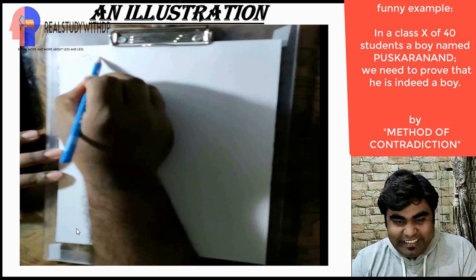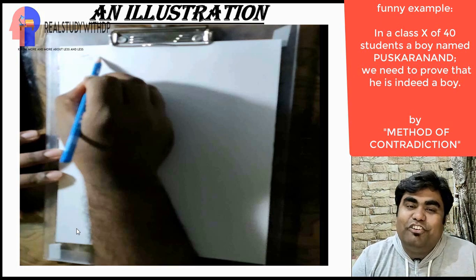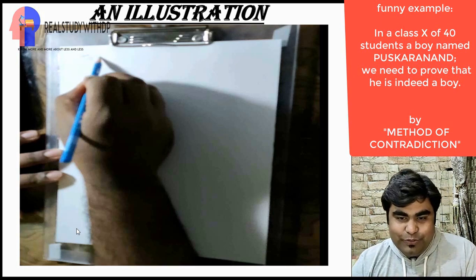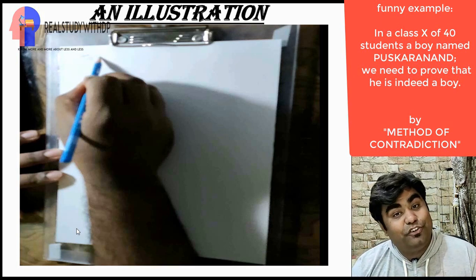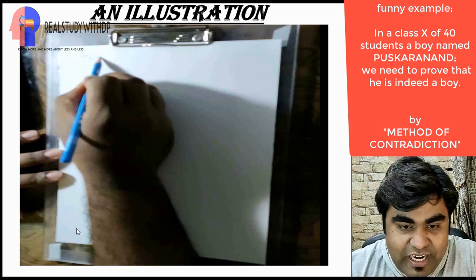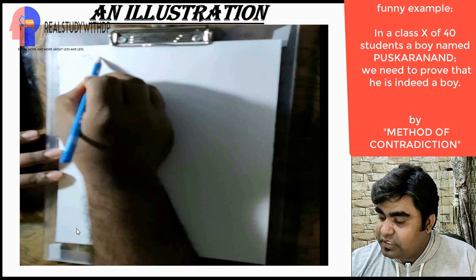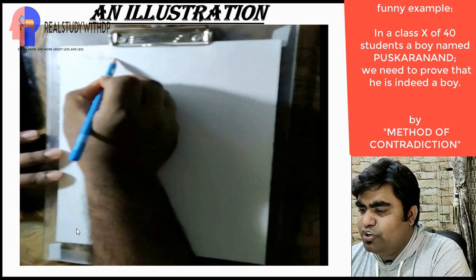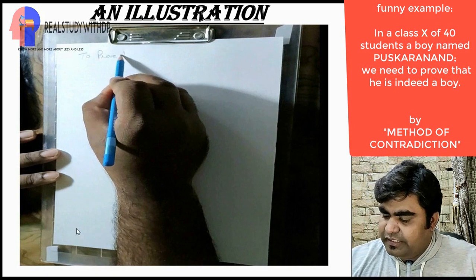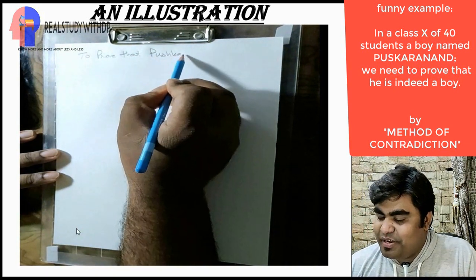So it's a bit of a funny one, but actually it makes sense as far as the method of contradiction is concerned. Let's try to explain this illustrative example and try to understand this particular method. Alright people, so let's begin. In this video I'm going to explain how this proof can be done.